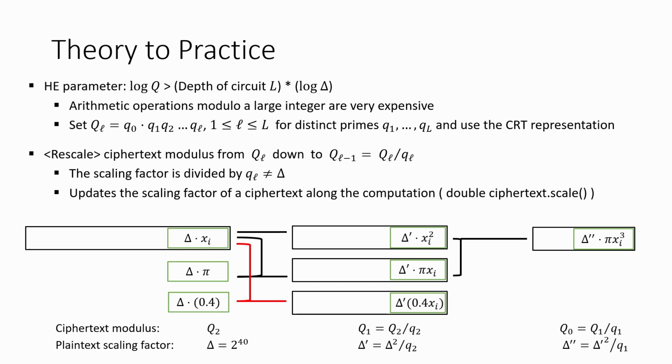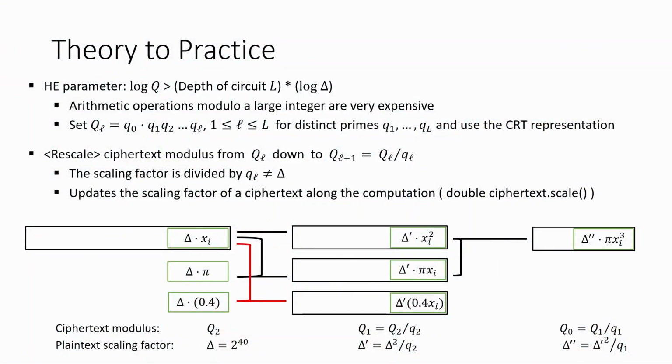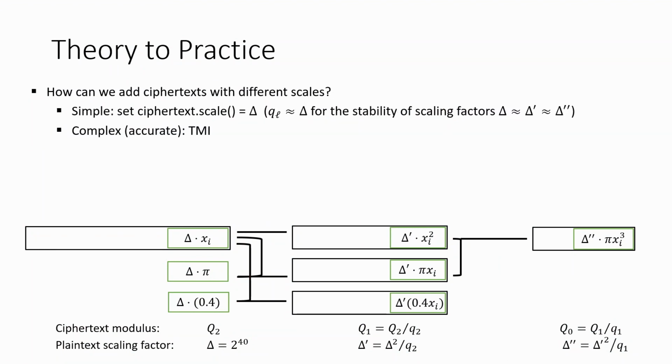But the problem is the second term was 0.4 times x, which requires only one depth to evaluate. So if we prepare the encryption of the second term, 0.4 times x, then we obtain an encryption of 0.4x with scaling factor delta prime. And we should add two ciphertexts with different scales, delta prime and delta prime squared over Q1. And this is not trivial. So a simple solution for this issue is to just set the scale of all ciphertexts as delta manually.